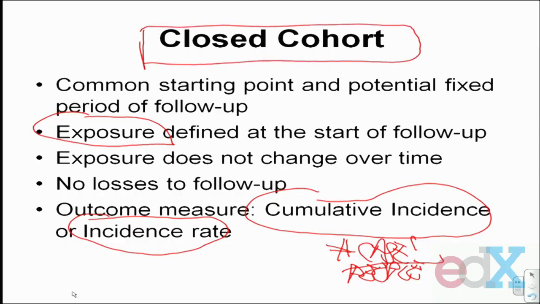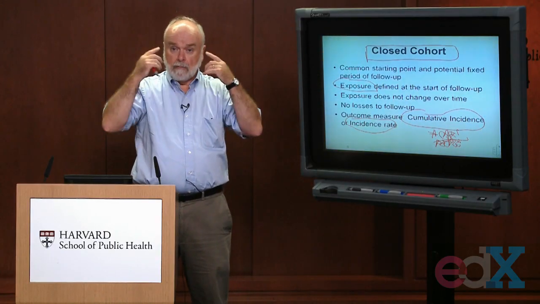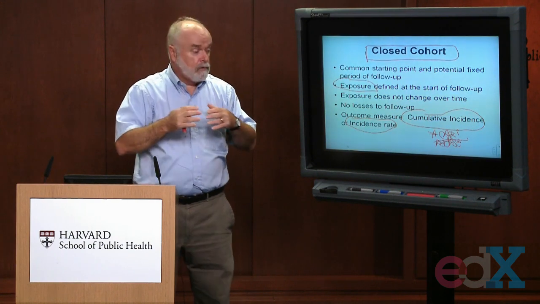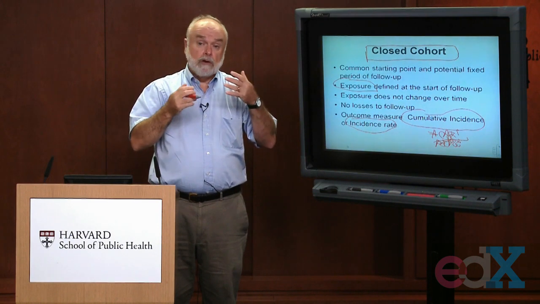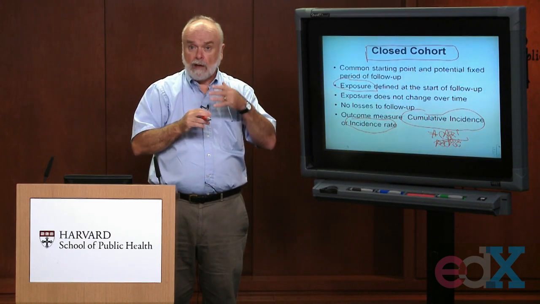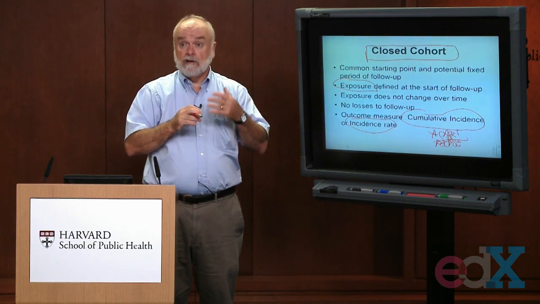If we defined exposure as it was in 1956. Now, there are other types of studies besides open and closed. We could have a closed cohort study in our minds as we develop it, but if we have losses to follow-up during that period of time, then we no longer can measure cumulative incidence. And I tried to stress that in the lectures when we talked about cumulative incidence and incidence rates.